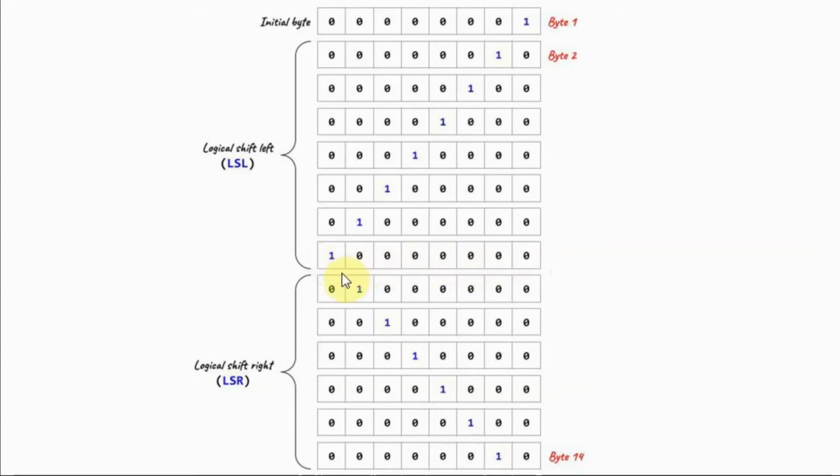And then we apply logical shift right by using instruction LSR, and we shift and store until we reach byte 14, and then we have 14 bytes in the EEPROM. And in the read operation, we need to read the 14 bytes continuously to get that effect.